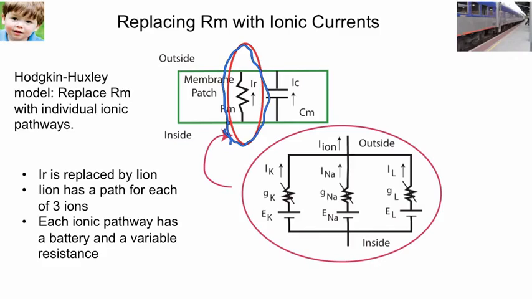It is 3 different pathways, or actually it's thousands of each of 3 different kinds of channels, 1 for potassium, 1 for sodium, and 1 for everything else, so-called leakage. Let's look at each of these pathways in a little bit more detail.